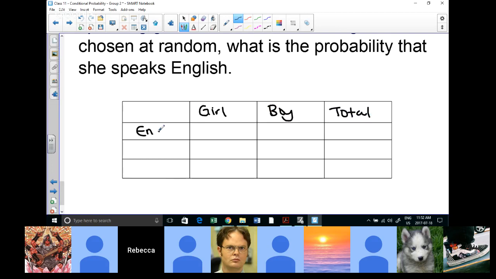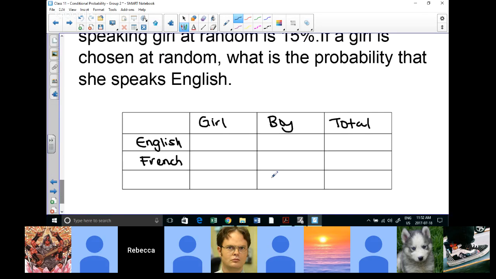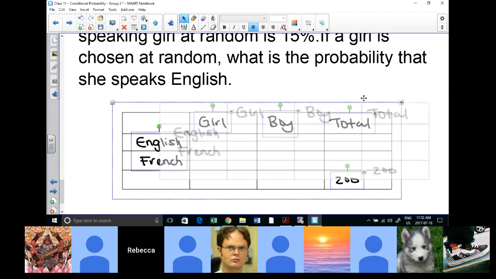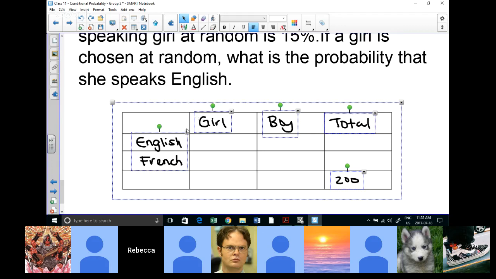And then we have English and French. We have 200 kids total. Oh, you're being a pain. No, it doesn't matter where you place things. You could have your boy and girl this side and English, French, and you could have them switched. It really doesn't matter because your numbers will be important.